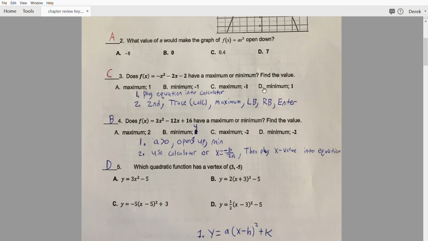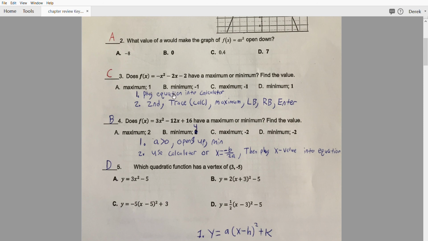B and D. So we're going to decide, okay, is it C or A? So there's two ways you can do this. You can use your x = -b/(2a) formula, get your x value for your vertex, and then plug it in, or you can use your calculator. I like to use the calculator, so here are the steps. So make sure you have your calculator out right now.